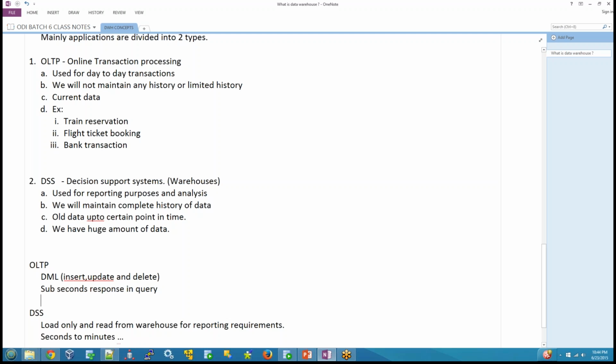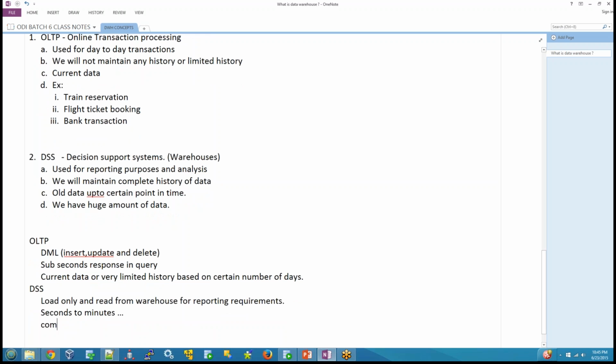Now the nature of data. In OLTP, it stores the current data, only current data or very limited history, based on 30 days or 60 days, a certain number of days. So it is current data or very limited history data. Here in DSS, it is the complete history, history data up to a specific point in time. That means the last 10 years or 20 years of data. So the complete history data, old data and not current data, old data up to a specific point in time, that means up to the last refresh, the last load.